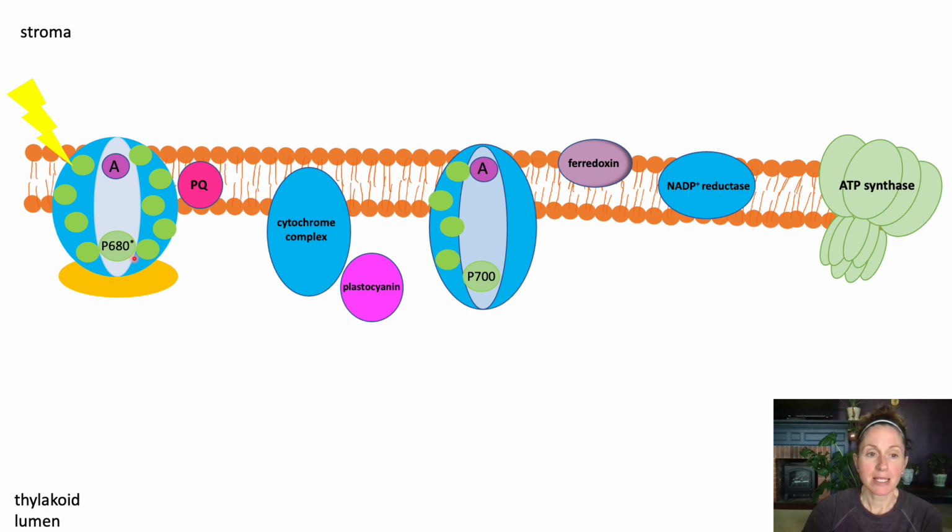So this P680 star represents P680 that has been energized by the photon of light. That's what that little asterisk is. And so it gets an electron that is energized, and it is donated to the primary electron acceptor. So P680 now is going to have a positive charge because it was oxidized, it lost an electron, and the primary acceptor is going to have a negative charge.